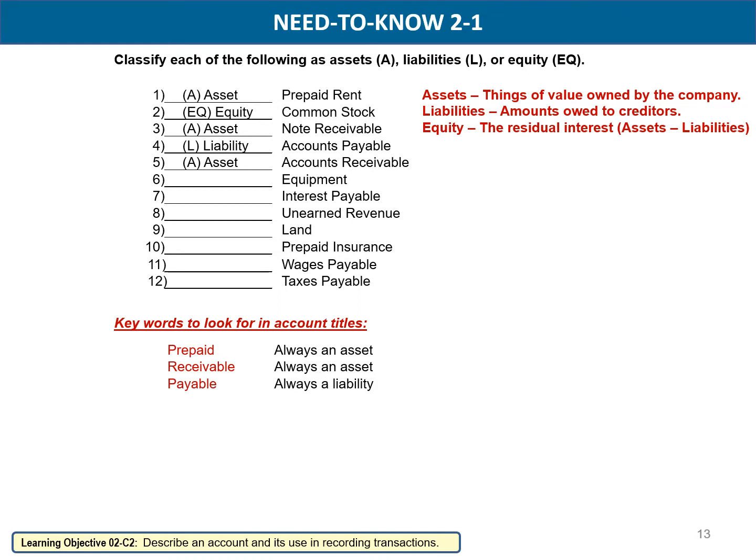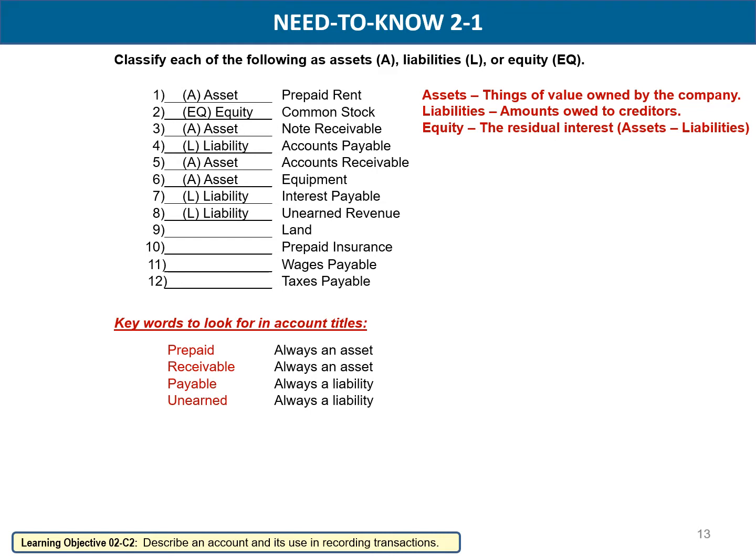Things of value owned by the company? Sounds like an asset to me, right? Interest payable has one of those key words. It's a liability. All right, and then number 8, unearned revenue. That's a tricky one. Anytime you have anything with unearned, it's always going to be a liability. So that one's a liability.